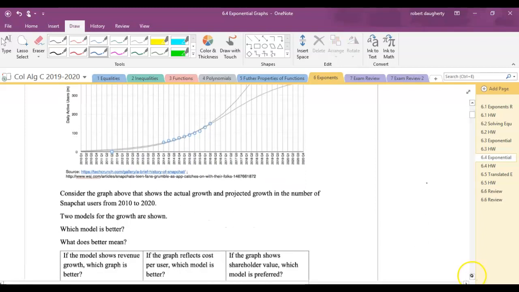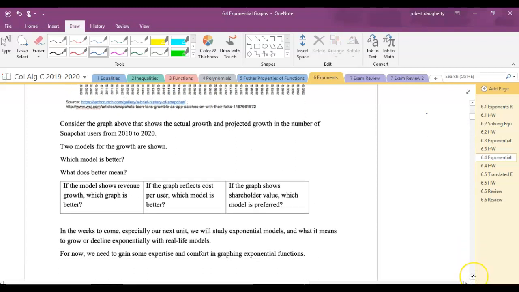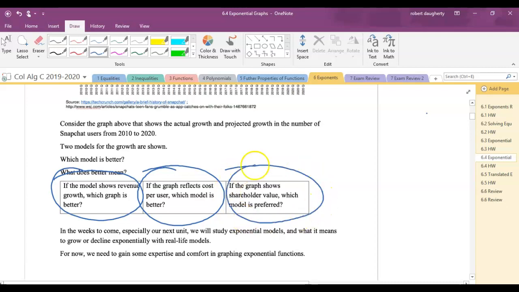So when we look at models like this, what if these charts represented revenue? That was just user growth. If both of these charts represented revenue, which one do I want? Yeah, the one that's going up higher. If these charts represented cost, which of those two models would I prefer? The one that was growing less rapidly, the lower one. If these graphs were showing shareholder value of the company, which one would I prefer? The one on top, okay?